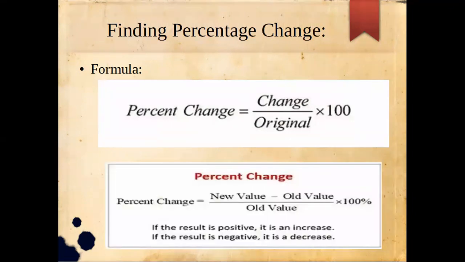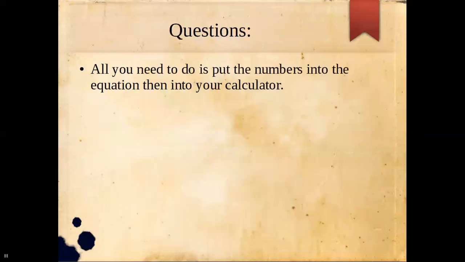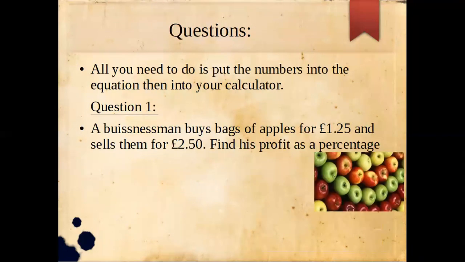You can also write it as: percent change equals new value minus old value, which shows you the change, divided by old value times 100%. The bottom one is a bit more detailed and easier to understand. It also says if the result is positive, then the percent change has been an increase. If the result is negative, it's been a decrease. So let's get started with a few examples. All you need to do is put the numbers into the equation, then into your calculator, and it pretty much gives you your answer. It's quite simple, really.